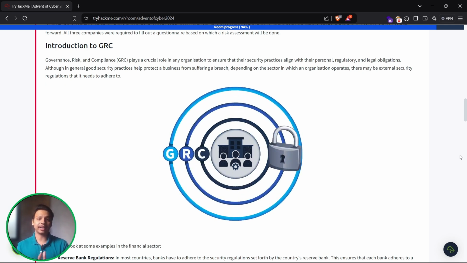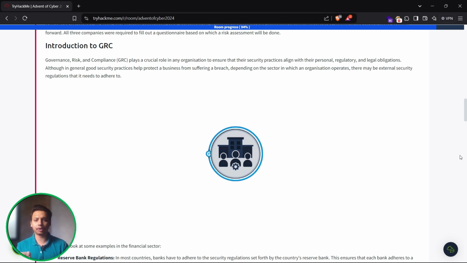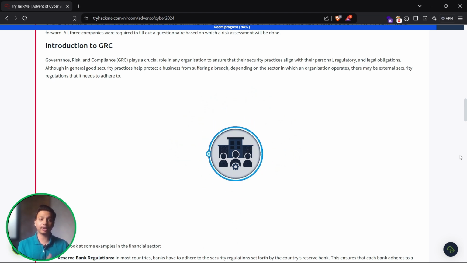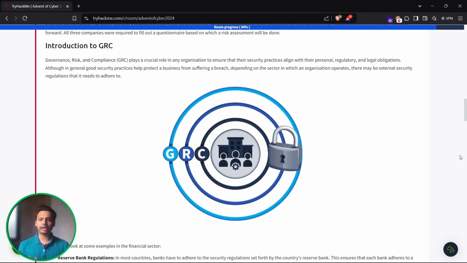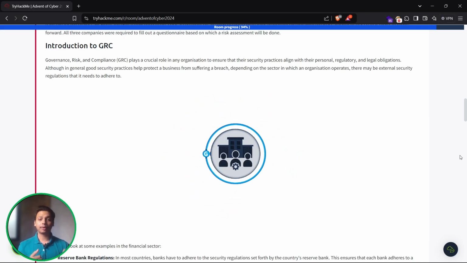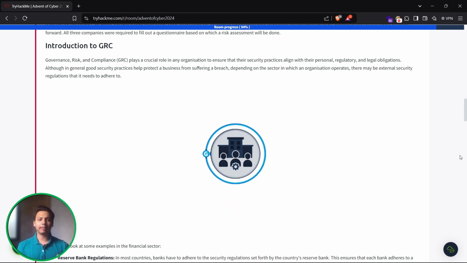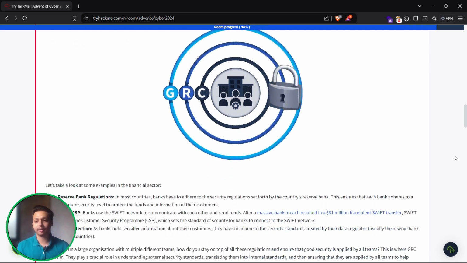Governance, risk and compliance, GRC, plays a crucial role in any organization to ensure that their security practices align with their regulatory and legal obligations. Although in general good security practice helps protect a business from suffering a breach, depending on the sector in which the organization operates, there may be external security regulations that need to be adhered to.